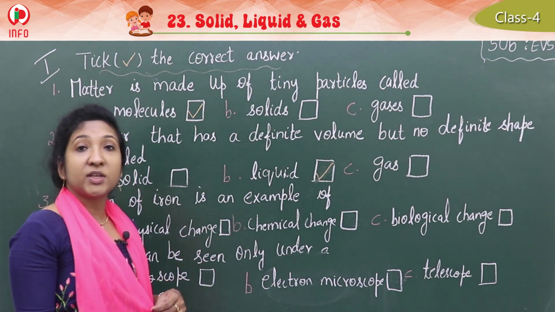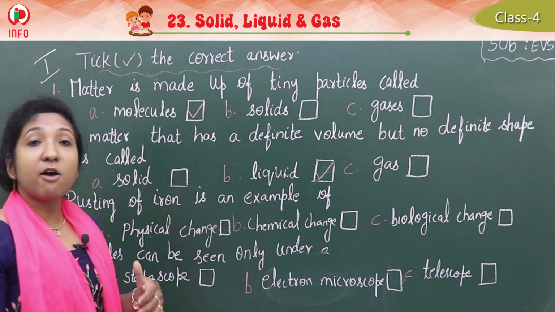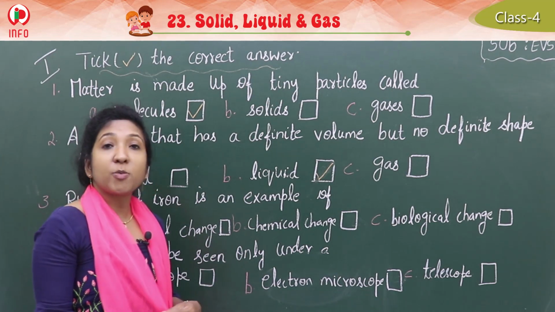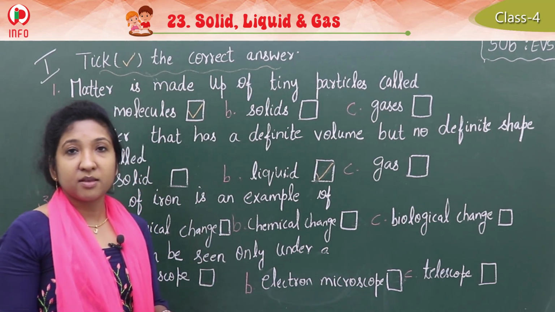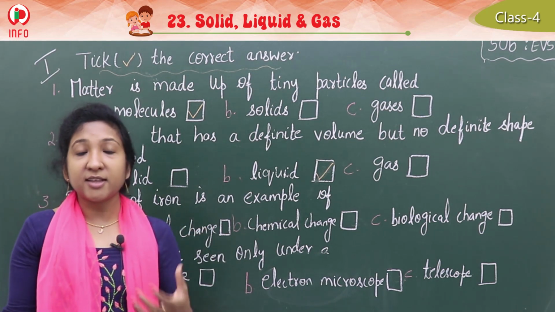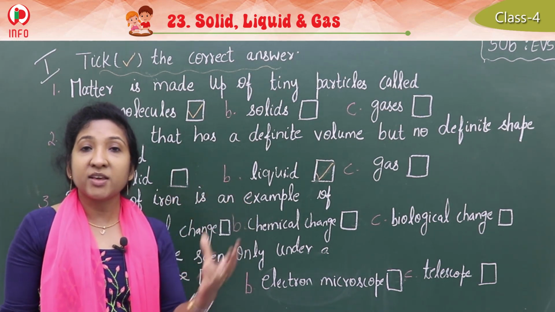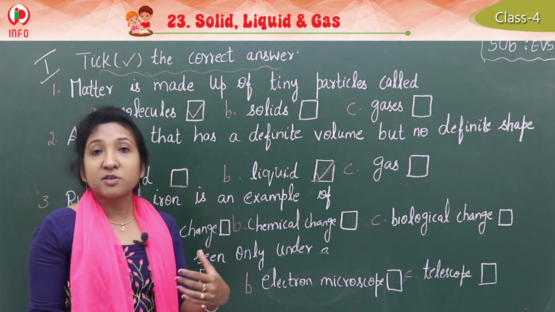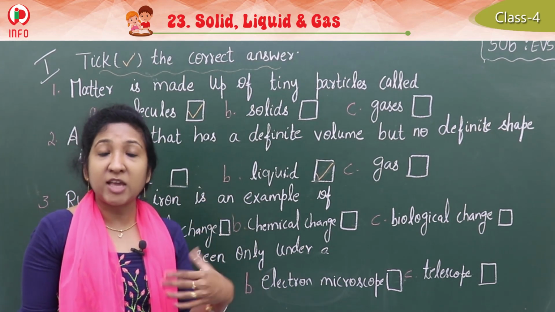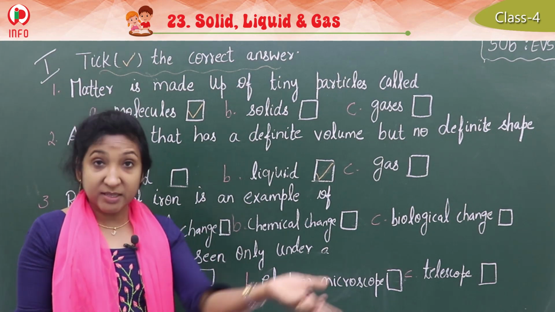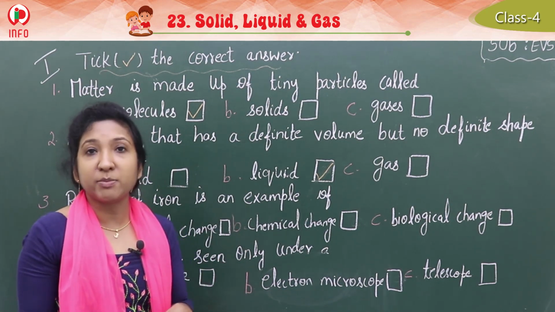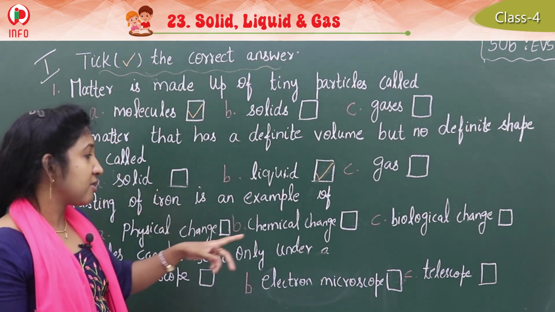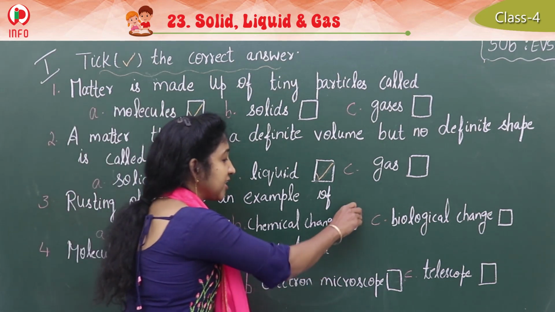Yes. Now coming to the third question, question number 3. Rusting of iron is an example of option A physical change, option B chemical change, option C biological change. In rusting, iron gets rust, isn't it? After the rusting we cannot get back the iron. It does not form iron again. So the nature of the molecules got changed, the nature of the substance got changed, and a new substance formed. So it is an example of a chemical change. So option B is the answer, chemical change.